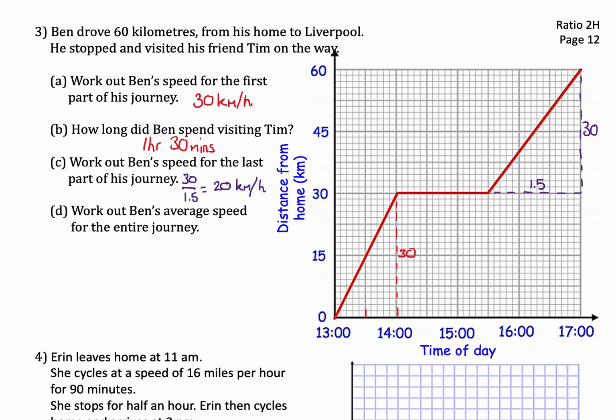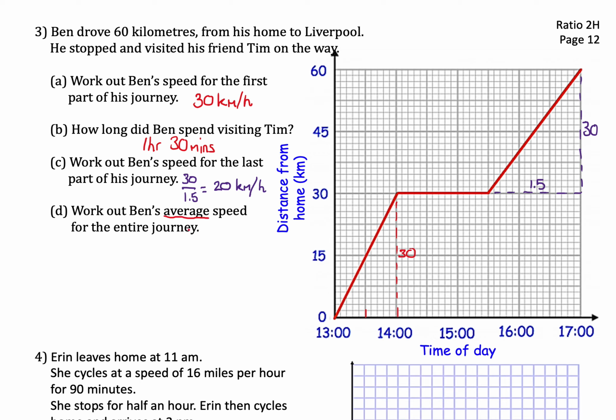So you can see slightly less speed than this bit here, not as steep. So that makes sense with this answer. Work out Ben's average speed for the entire journey.